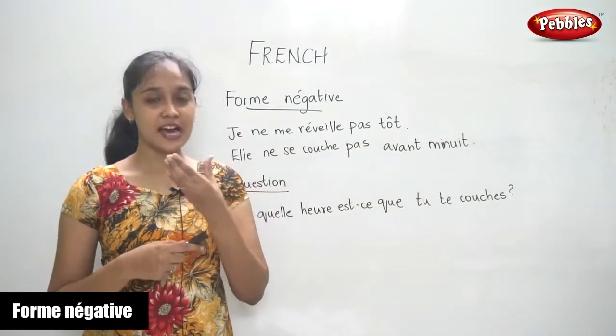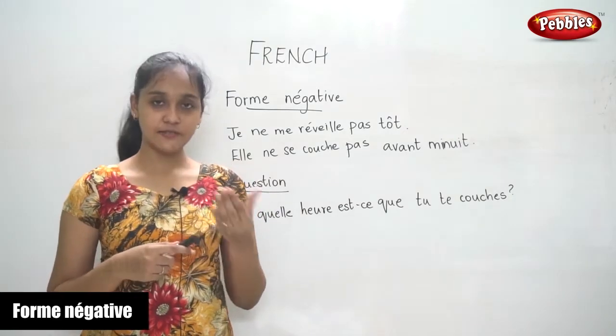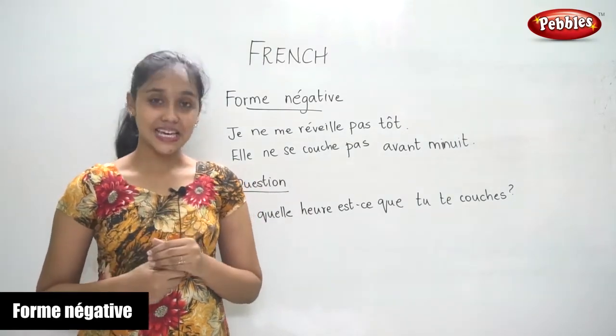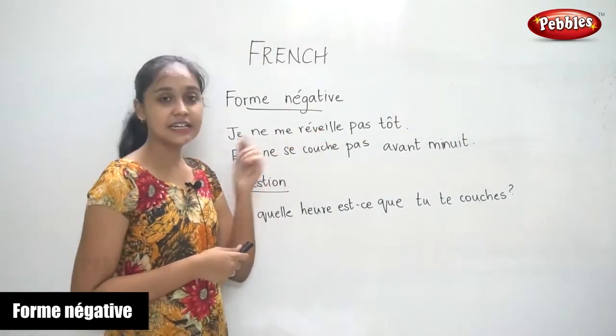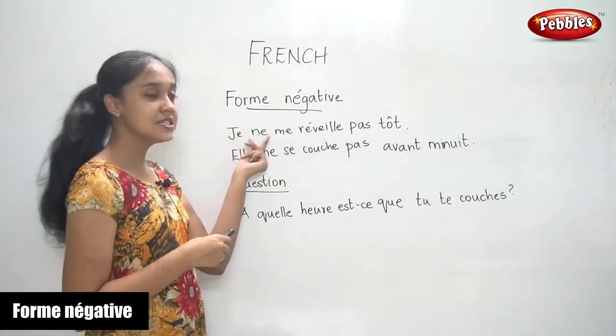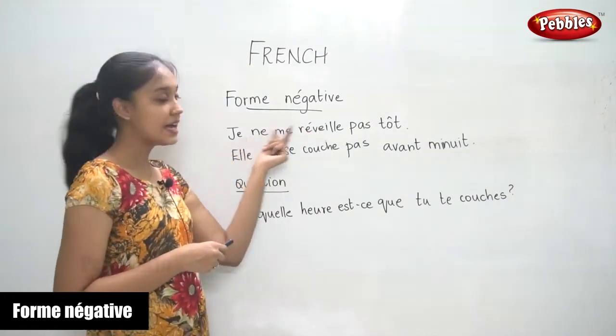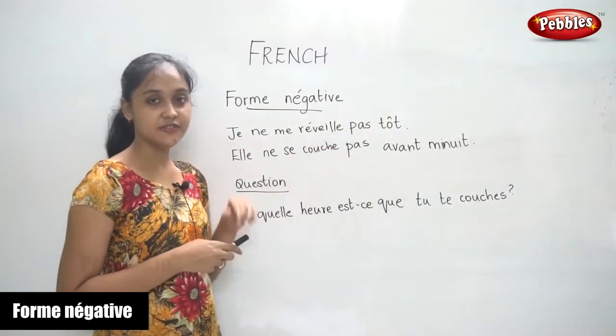In this case, we have the verb and the reflexive pronoun. So, in this case, they are taken as one. So, ne appears before the reflexive and pas comes after the verb.